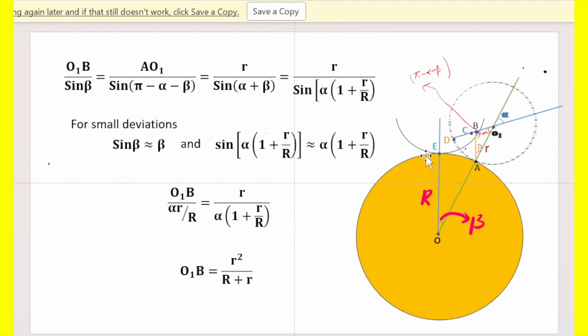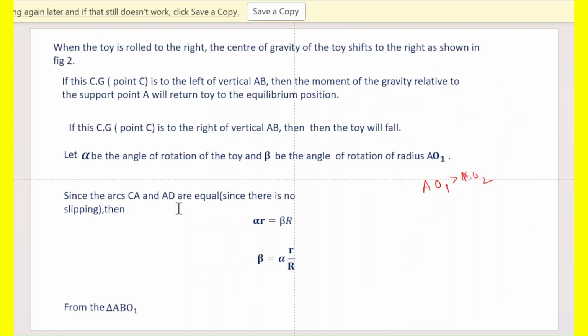Here you see EA. EA is nothing but R beta, and AD is nothing but r alpha. This angle is alpha and this radius is r. Therefore, DA length is r alpha and EA length is R beta. These two contact lengths are equal, meaning r alpha is equal to R beta. From here I can write beta is equal to alpha into r by capital R. This beta I used in this sine rule.